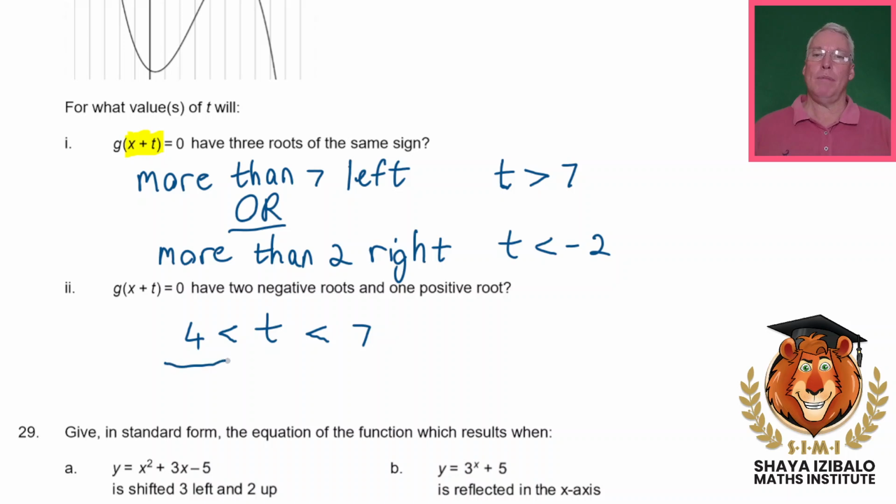If t was in between 4 and 7, let's just think about that. So for example, if we moved it 5 to the left, do you agree that we would have two negative roots? Because this one would now go to -1, and this one would go to -7, and this one would be at 2. Okay, it just requires a bit of thought. It's not that straightforward, but it's not impossible.